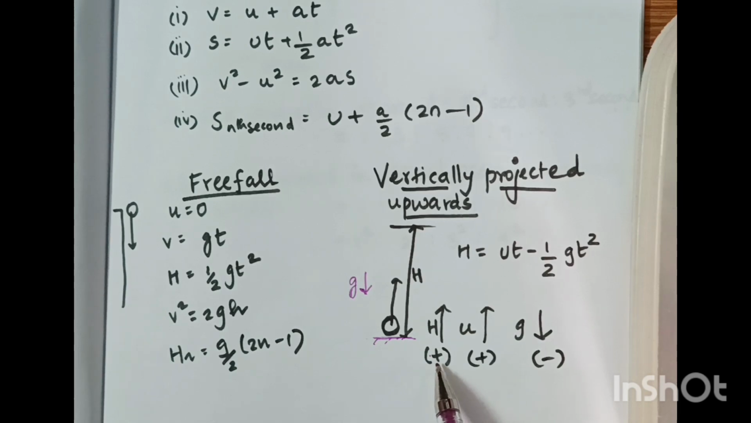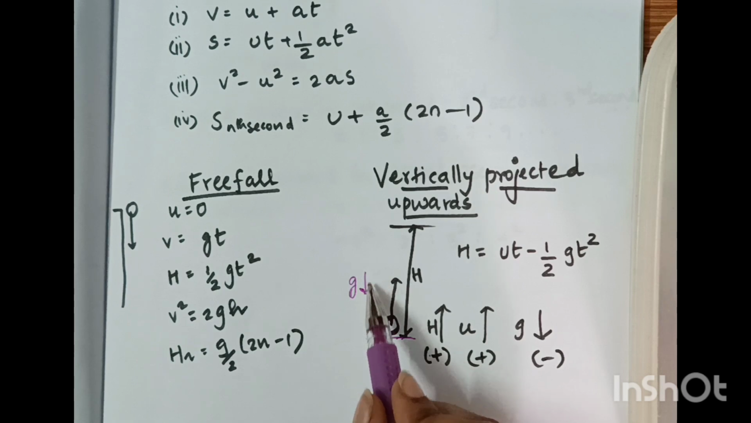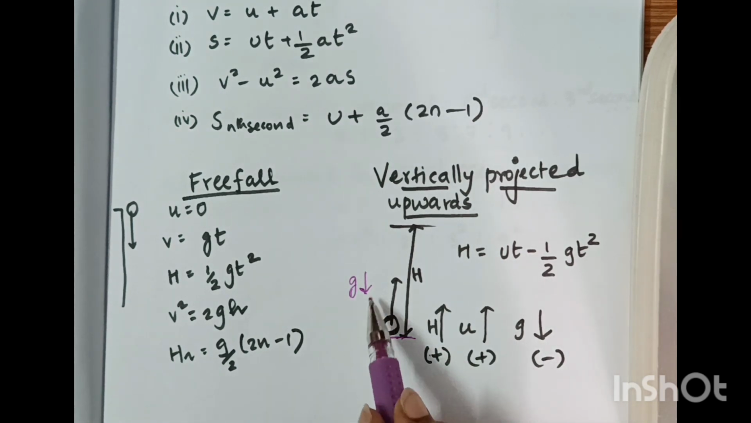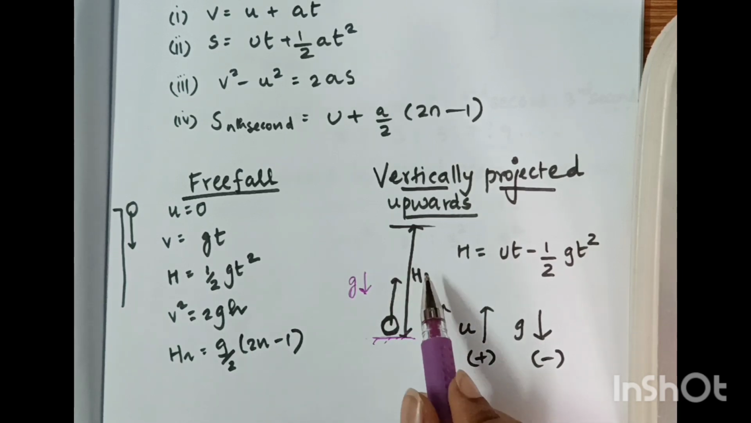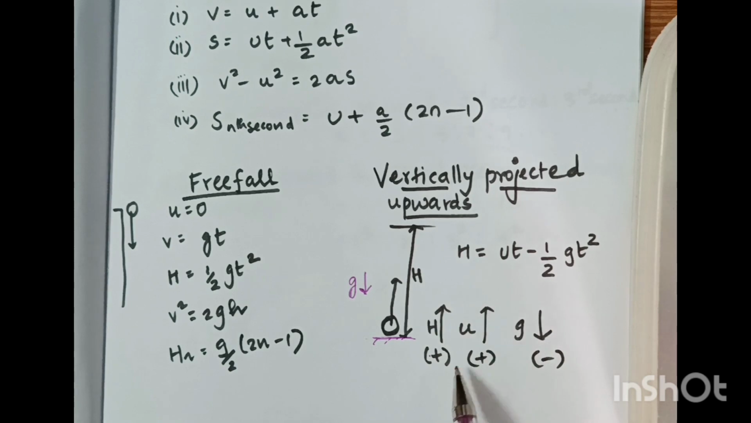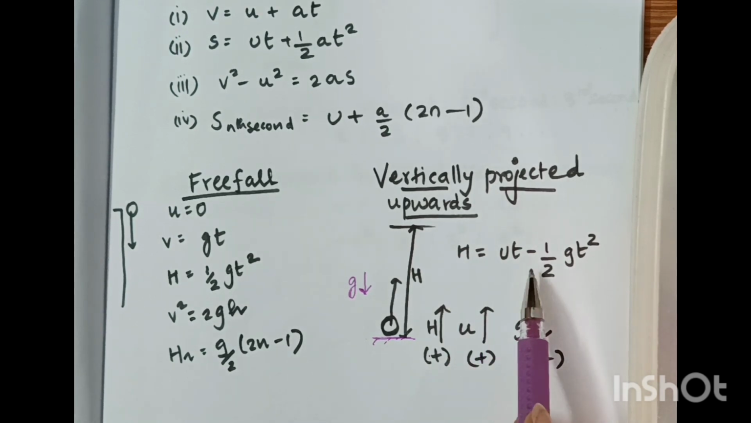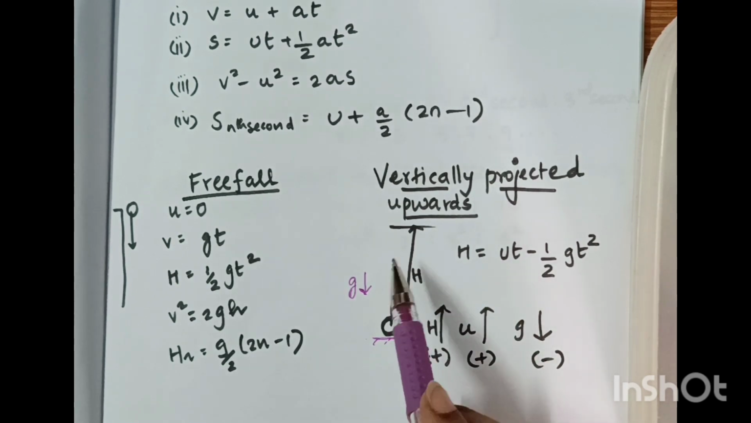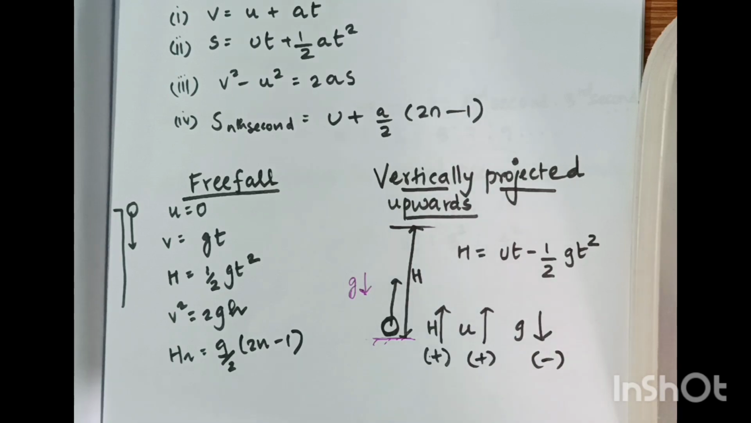So if we are considering these two as plus, but g, that is acceleration due to gravity, is always directed downwards, so we are taking that as minus. Even if we can change it, if we are considering g downwards as positive, then u can be considered as negative and h can be considered as negative in this case. So here we are considering this sign convention: h equals ut minus half gt square, where h upwards positive, u upwards positive, g downwards negative.